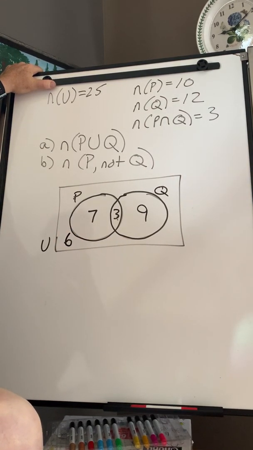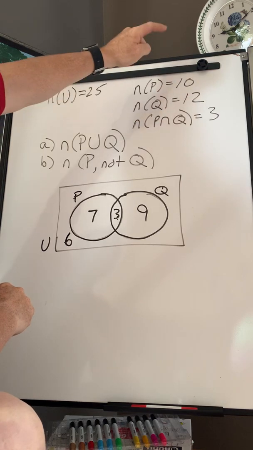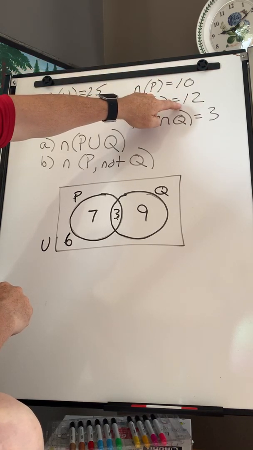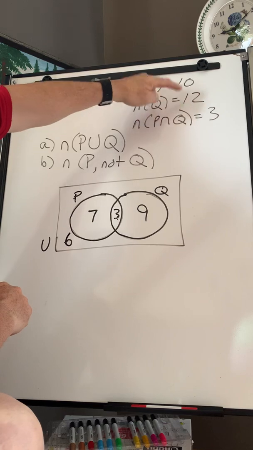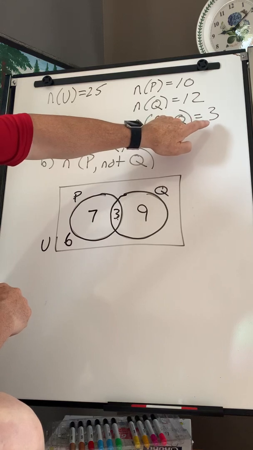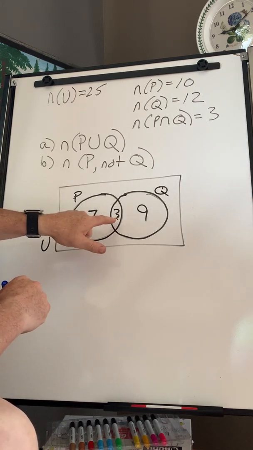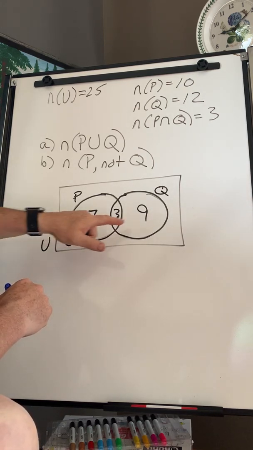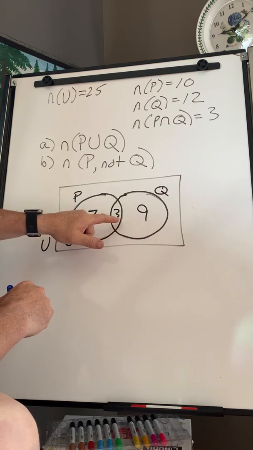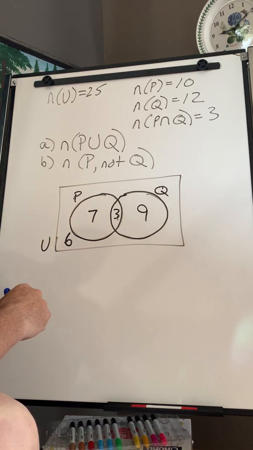Now, the interesting part with this, if I were to look at just this, I would go, okay, there's 10 in P, 12 in Q. That only gives me 22. Or I'd go, well, there's 10 in P, 12 in Q, and 3 in P and Q, so that gives me 25, and that doesn't give me any left over. But we can't count that twice. So I've got 9 plus 3, 12, 19, that leaves 6 on the outside.